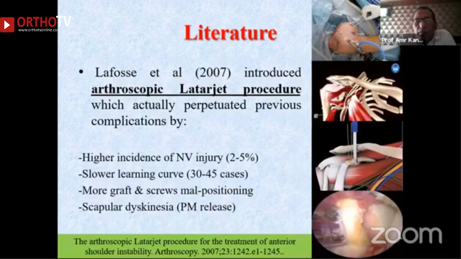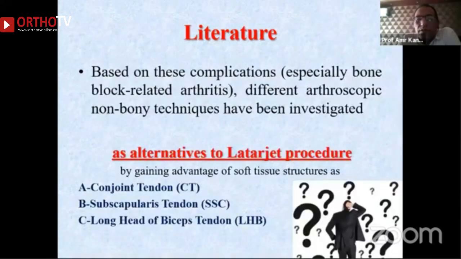In order to overcome these complications, Lafosse et al. introduced the arthroscopic Latarjet procedure, which actually perpetuated previous complications by a higher incidence of new neurovascular injuries, a slower learning curve, more graft and screw malpositioning, and scapular dyskinesia. Based on these complications, especially bone block-related arthritis, different arthroscopic non-bony techniques have been investigated as alternatives to Latarjet procedures by gaining advantage of soft tissue structures such as the conjoint tendon, subscapularis, and the long head of biceps.